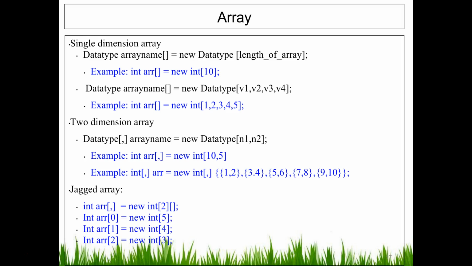A two-dimensional array is a set where it has multiple rows and columns. Both the number of rows and the number of columns in each row should be the same. It cannot be different in a two-dimensional array. So a two-dimensional array can have multiple rows and multiple columns, but the number of columns in each row must be the same.